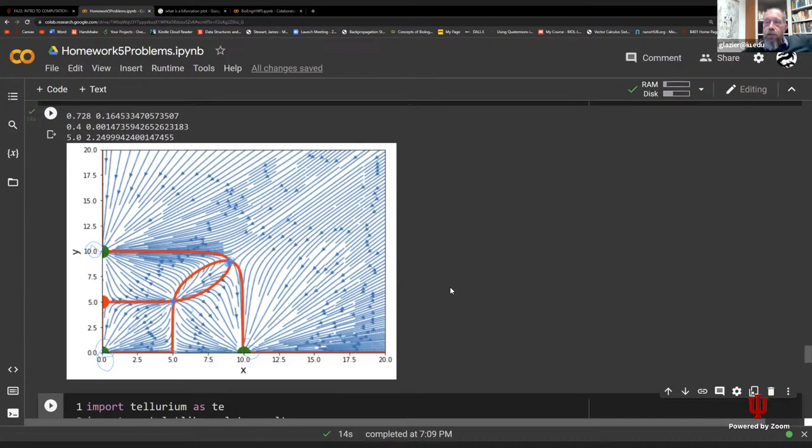There's a new stable fixed point here, and a new unstable fixed point here. And you'll notice that for this stable one, the value of X is a little bit less than if X is by itself, and the value of Y is a little bit less than by itself. And so now you have that extra state. So you get these two extra states.